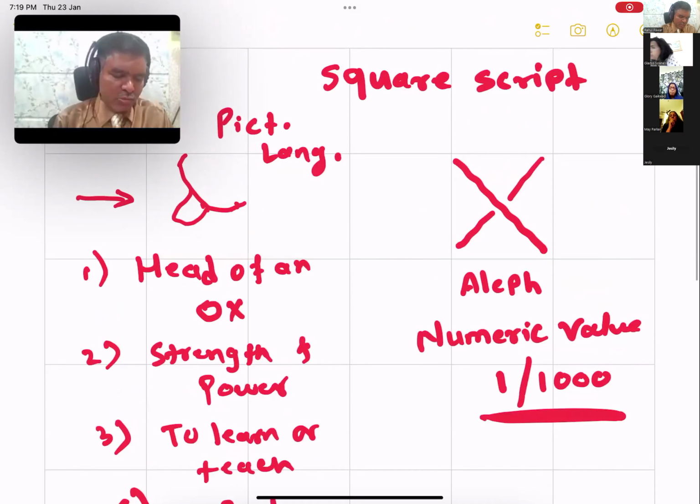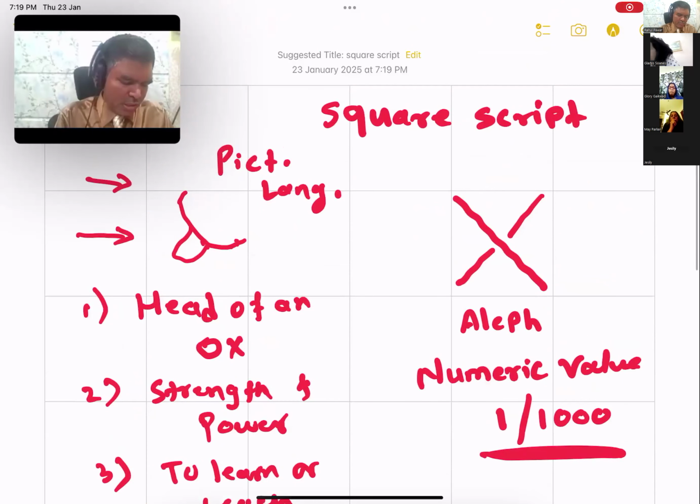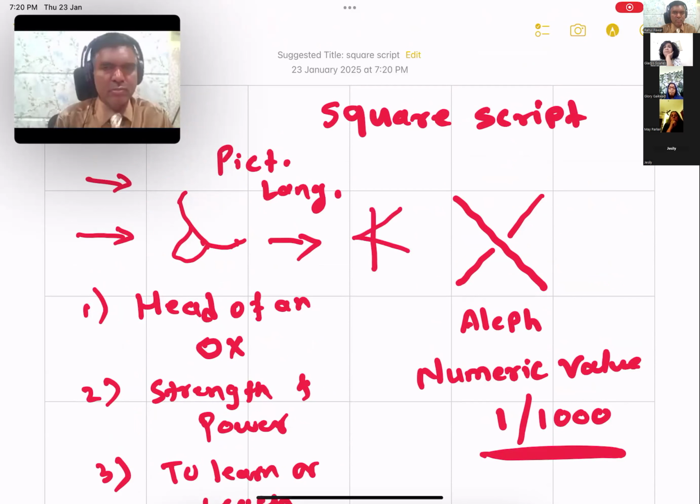Now this was written during ancient time, during the time of Moses, or during the time of the Canaanites. This is also called Canaanite script, pictographic. During the time of Moses, the script had changed like this.